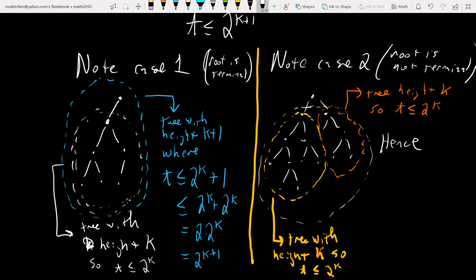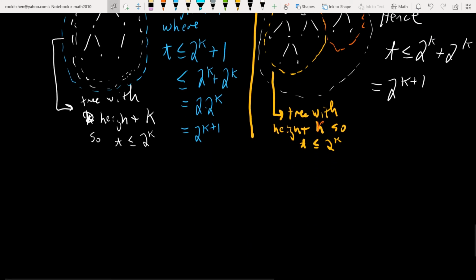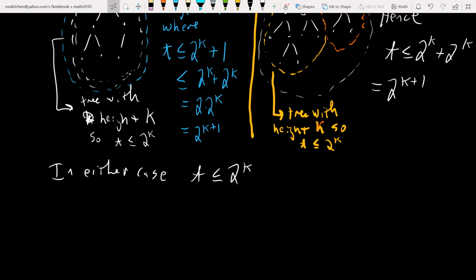Hence, the total number of terminal vertices will be less than or equal to the bound of 2 to the k from the yellow tree plus the bound of 2 to the k from the red tree. And again, 2 to the k plus 2 to the k is equal to 2 to the k plus 1. So in either case, you have the inequality that we were trying to prove. The number of terminal vertices is less than or equal to 2 to the k plus 1, which is what we were trying to prove.